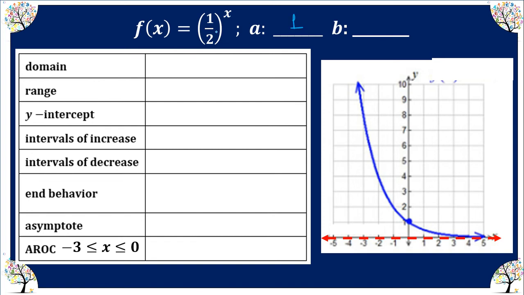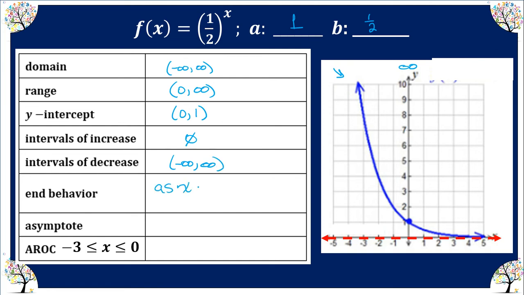My base, my B for base, is 1/2. And our domain, it goes forever left and it does go forever right. Our range, it goes down to 0, it's not included, and then it goes forever up. And then our y-intercept, we're going to write as an ordered pair, 0, 1. There is no interval of increase. This graph is always decreasing, and it decreases across the entire graph.